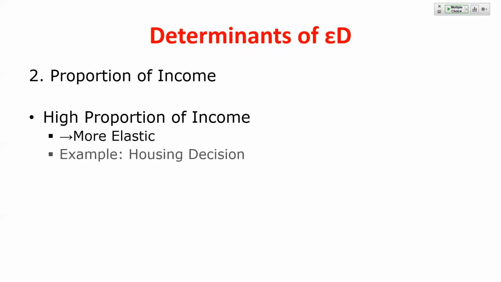But if it makes up a small amount of our income, like a pack of gum, it doesn't matter if we see a huge percentage change, $1 to $2, that's a 100% change. It makes up a small portion of income, so I might still buy the same number of packs of gum or whatever that small ticket item is.